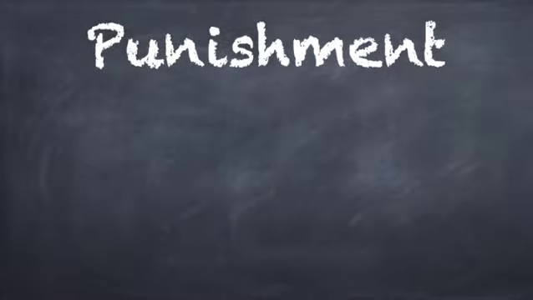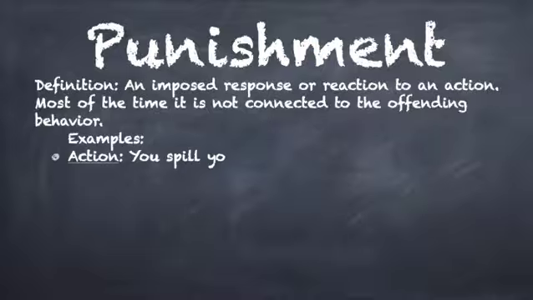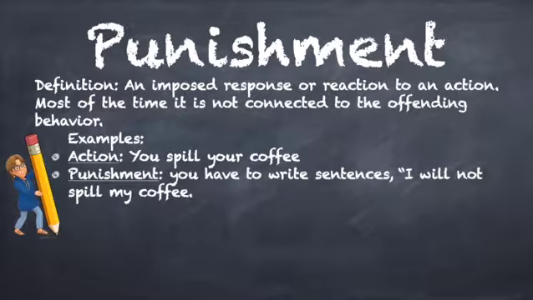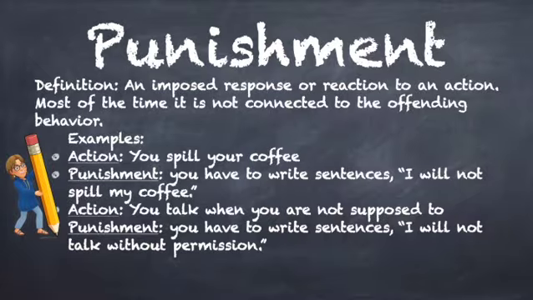A punishment, on the other hand, is an imposed response or reaction to an action. Most of the time, it is not at all connected to the offending behavior. So some examples would be, you spill your coffee and you have to write sentences of "I will not spill my coffee." Writing sentences has nothing to do with what happened when you spilled your coffee. Another action, you talk when you're not supposed to. Punishment, you have to write sentences: "I will not talk without permission."